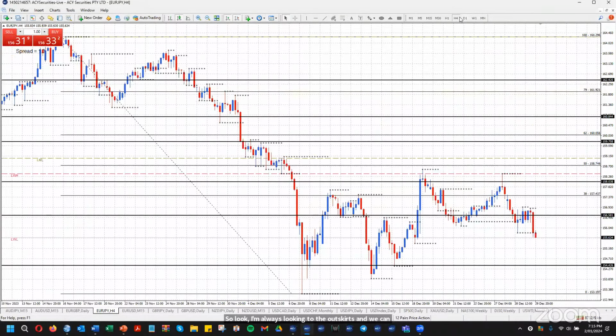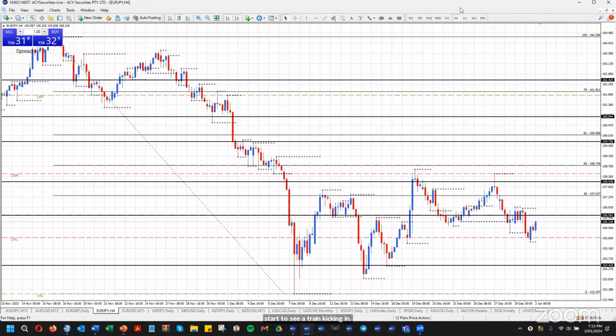So some areas at the moment we're watching are just up here, and support down here.